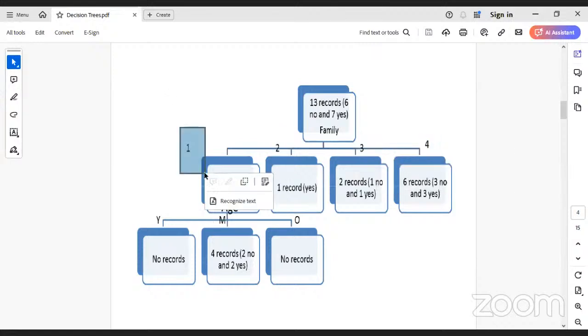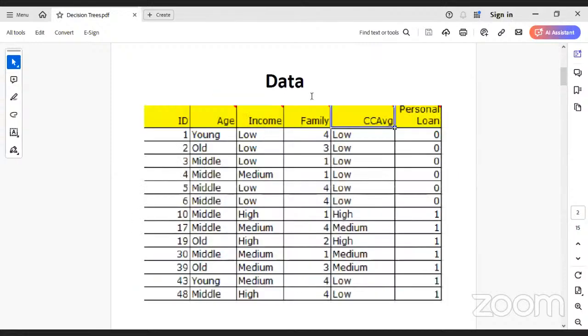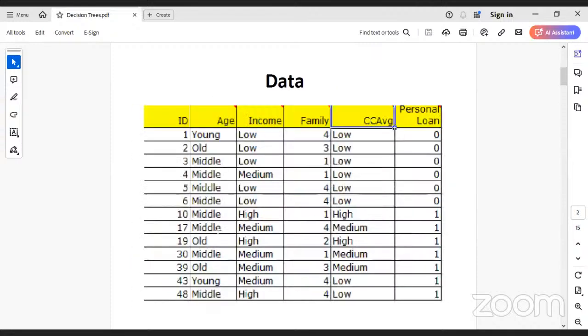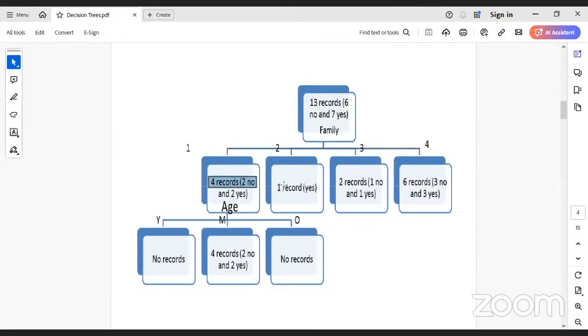Coming to the first category, how are they classified? So the first category has 1, 2, 3, 4 records. The first record is of class 0, second record is of class 0, third record is of class 1, fourth record is of class 1. So we have 4 records, 2 are no and 2 are yes. Okay, so this is not a leaf node. Coming to family, category 2, we have a single record that is of class 1. So this can be treated as a leaf node.